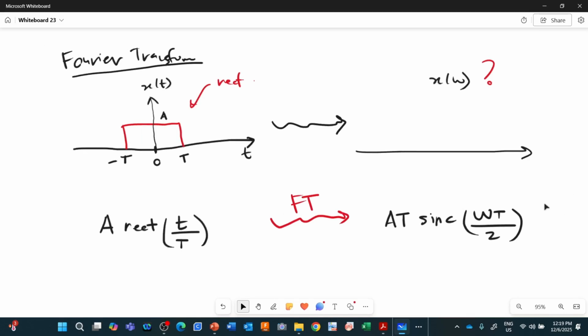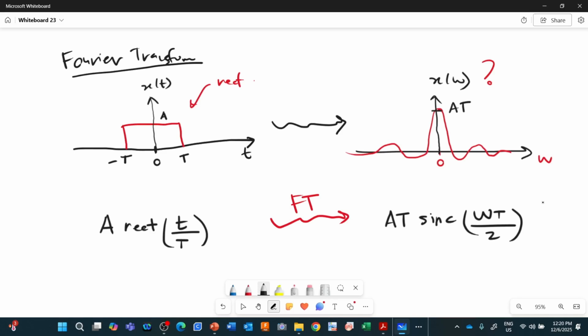Okay, so when you have that, you see that there's a sinc. So you need to draw the sinc signal. Draw it something like this. The amplitude at the 0 point, this one is at omega 0, the amplitude is A T. So the amplitude here is A T.